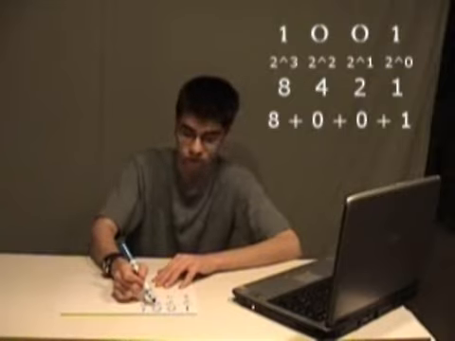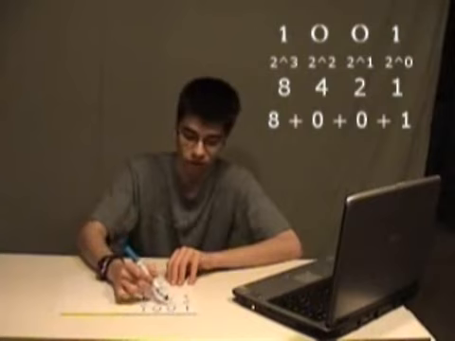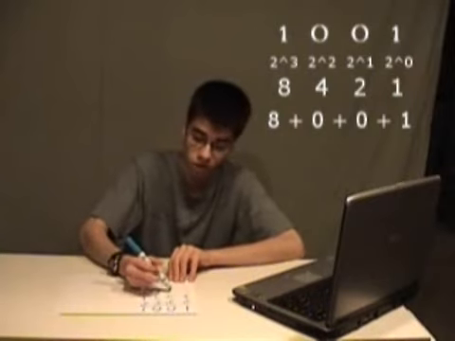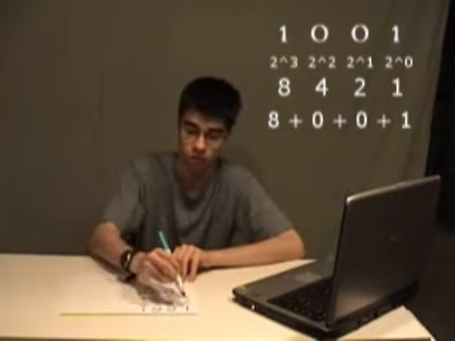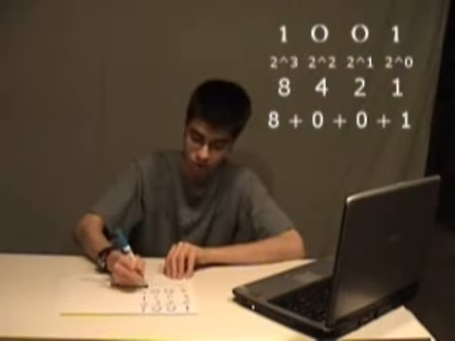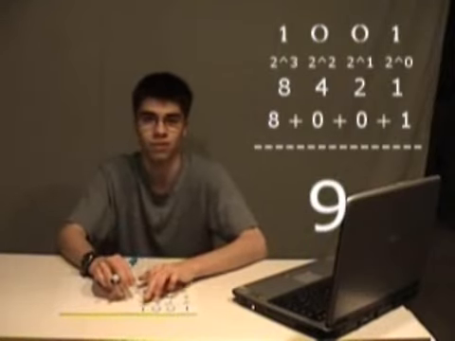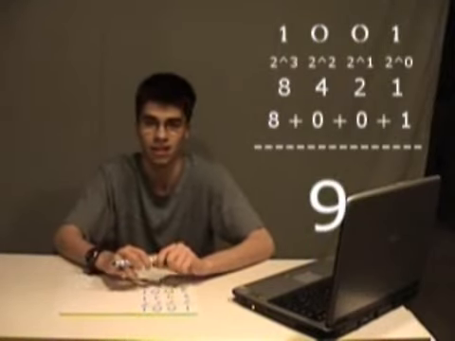We have nothing in the 2 to the first column, so we'll do nothing there. We have nothing in the 2 to the second column, so we'll write another 0 there. And we have a 1 in the 8th column, so we're going to put 8 here. 8 plus 1 is 9. So 1001 is the binary representation of the number 9.